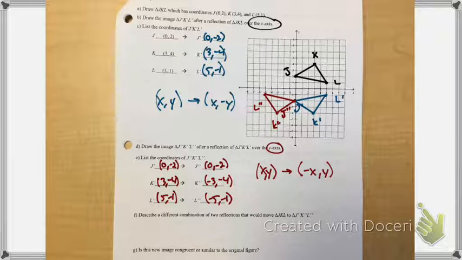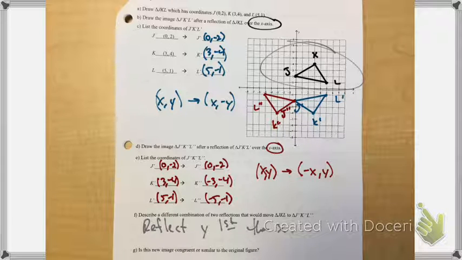All right, so describe a different combination. So instead of reflecting the x and reflecting the y, is there a different way we could have started with our original and still gotten to the red one? Instead of going reflect x, reflect y, is there another way? Yeah, I think that would work. So reflect y first, then x. It'll work, right?